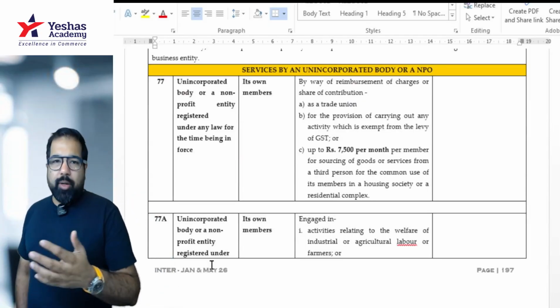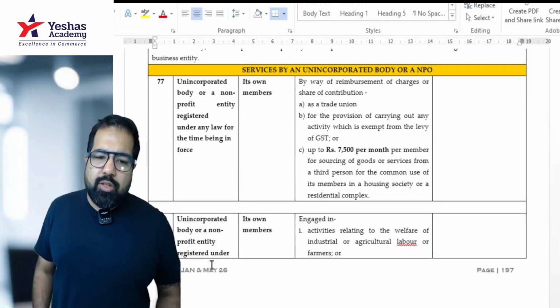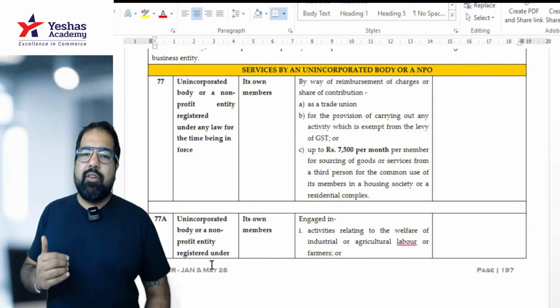Services by unincorporated body. Let's recap this also. Guys, there are 3 unincorporated bodies. Let's talk about the first one, which is a resident welfare association.